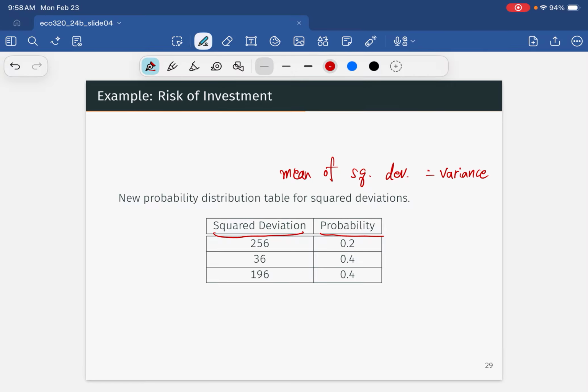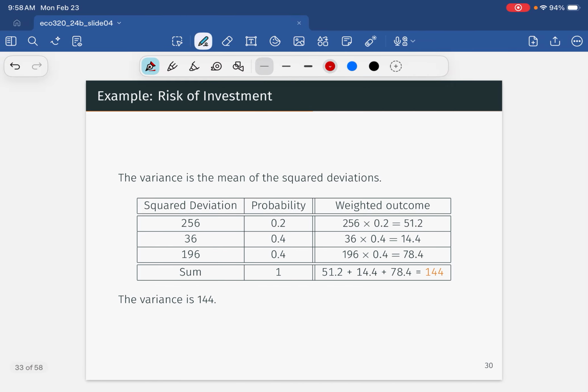So then you know how to do it. This is the outcome, this is the probability. Calculate the weighted outcome using the new outcome, okay? This is the outcome we are interested in. So multiply 256 by 0.2, we get this. And 36 by 0.4, we get this. And 196 by 0.4, we get this. So if you sum these three probability weighted outcomes, you get 144. That is the variance. Okay.